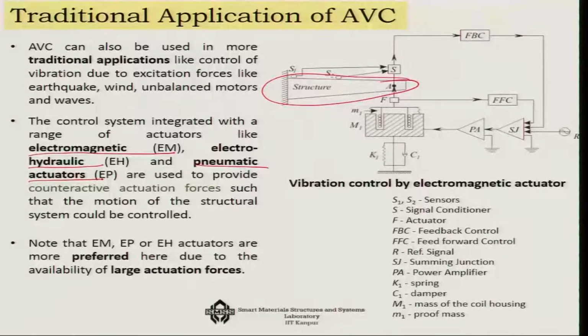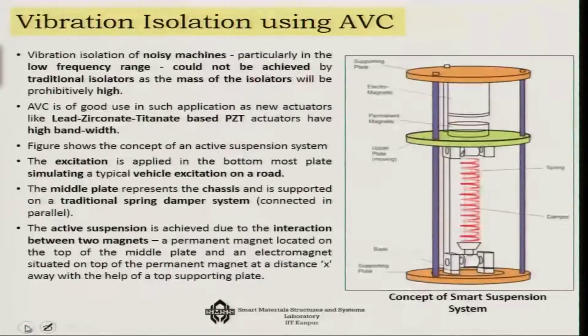For example, you can see here that you can have sensors which sense these signals, and then all these sensed signals come through operational amplifiers. Then there is a power amplifier here, and then there is an actuator here. This actuator right now is an electromagnetic actuator, but you can also have electrohydraulic or pneumatic actuators of very similar type. So, depending on the sensed signal, the force is given to the system such that the vibration can be controlled in the system. So, this is a traditional application for helicopter wings.